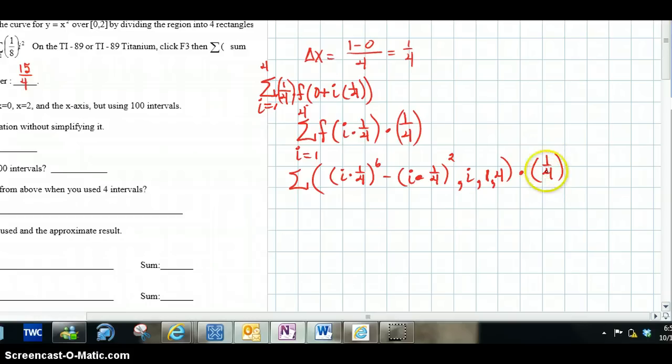This is a constant, so it can be factored out of the summation. When we enter that into our calculator, we'll get our area is approximately 2.12803.